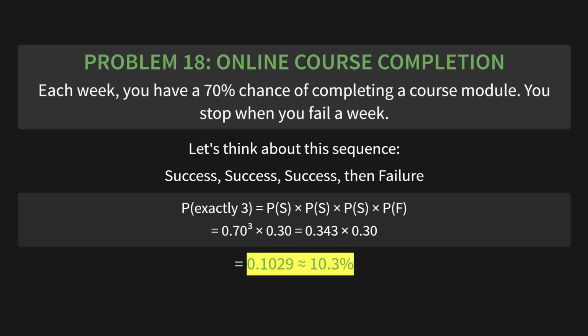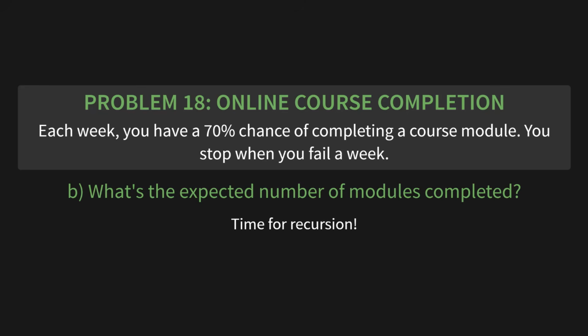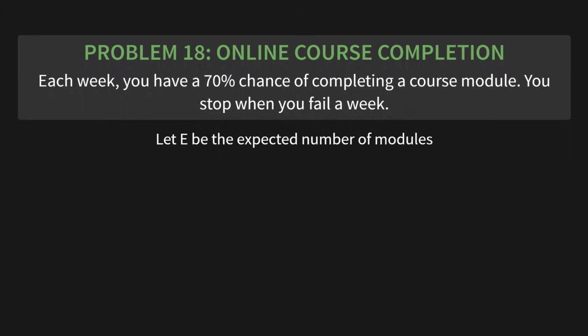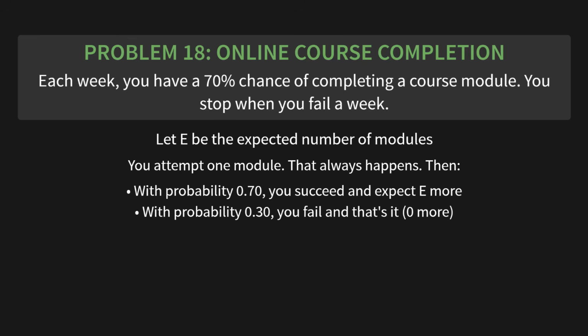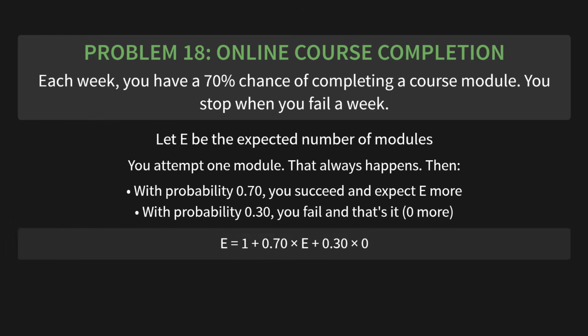Now for the big question. On average, how many modules will you complete before dropping out? This is where recursion becomes magical. Let's call the expected number of modules E. Here's the key insight. You always attempt at least 1 module. Then what? With 70% probability, you succeed, and you're back where you started, expecting E more modules. With 30% probability, you fail and you're done.